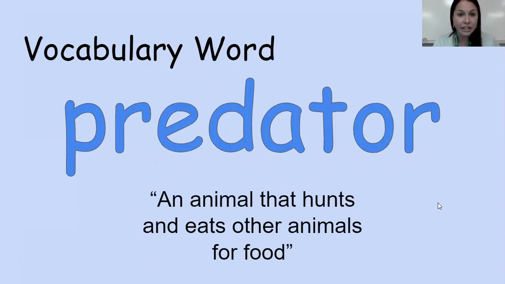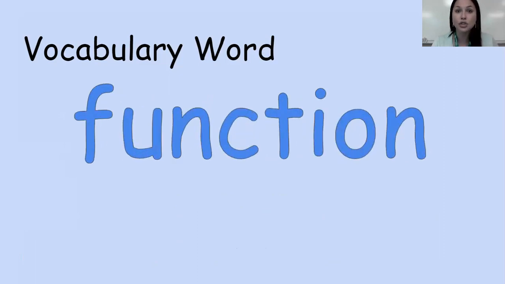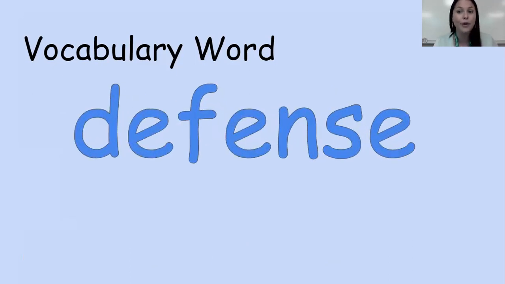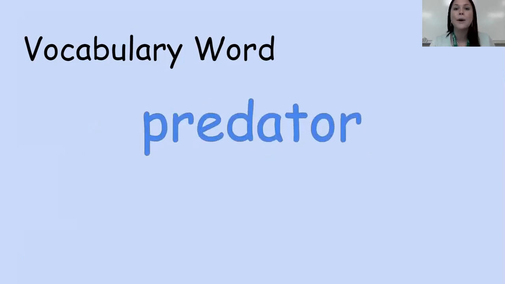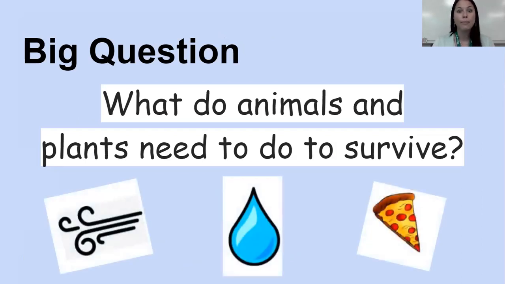We discussed predators, which are animals that hunt and eat other animals for food. So we talked about the function of each structure or shape of an animal in order to defend itself or have a defense against predators so they don't get eaten. Because we are talking about what animals and plants do to survive or stay alive. Now, we've been talking about how animals and plants, which are living things, need air, water, and food to survive.